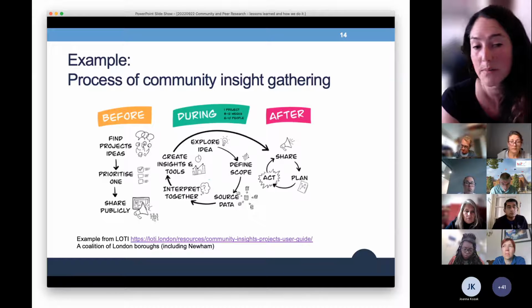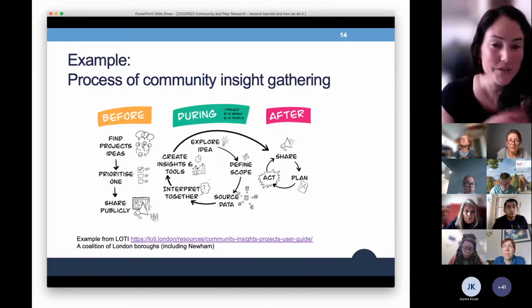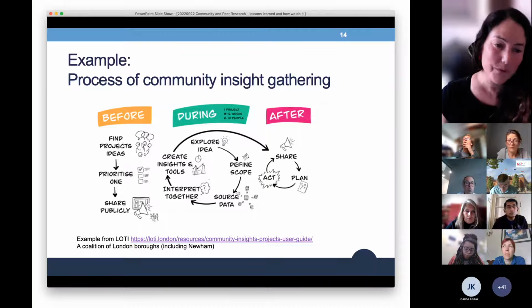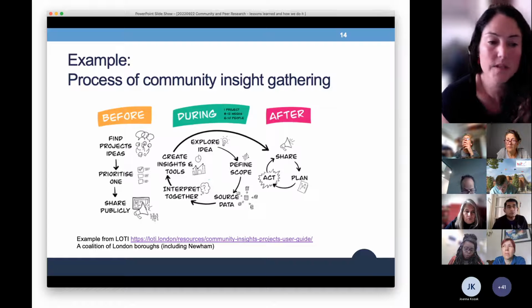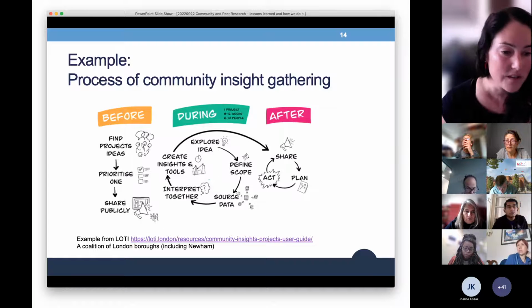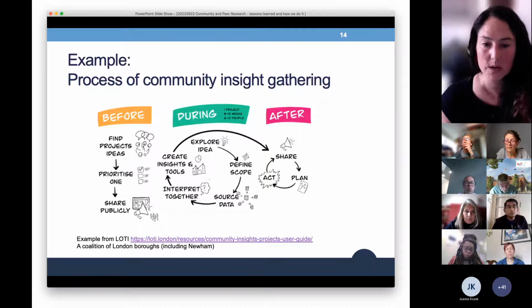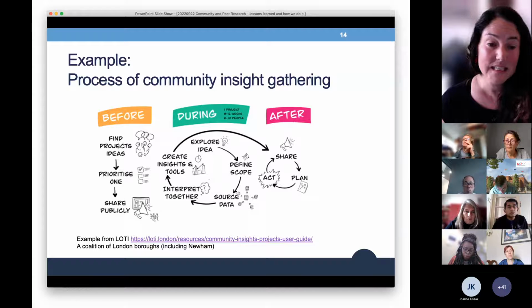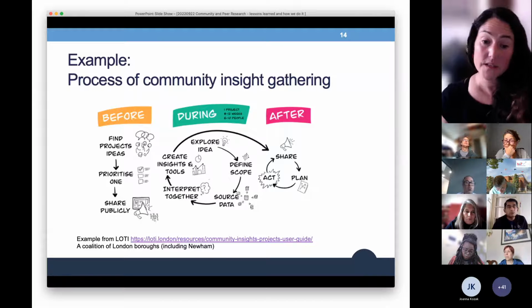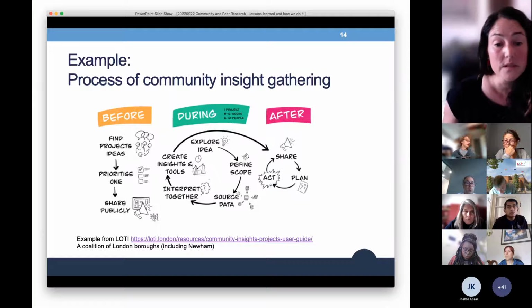Essentially, you think about this as before something happens, during and after. And the before is about working with people collaboratively, co-producing. So what is it we want to do? What's the project? What's the idea? What is the question? How do we prioritize that? So working with the team, that's what we've done. And then the project is what we've been doing at the moment with the diabetes, is exploring the idea, defining what it is we want to know, starting to source the data, so asking questions, doing focus groups and interviews.